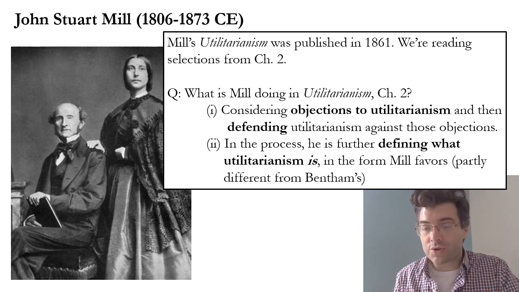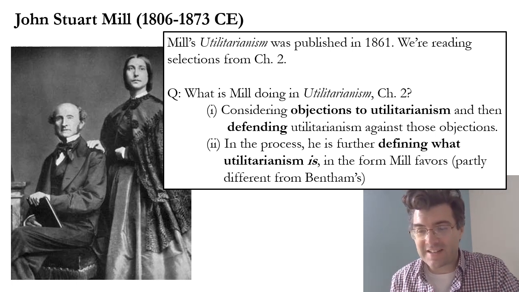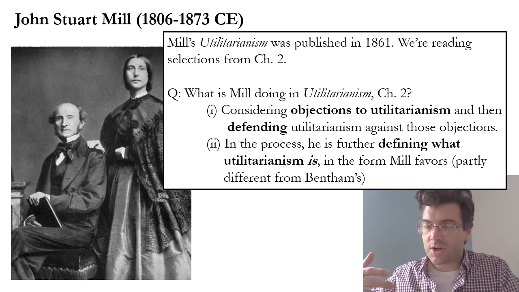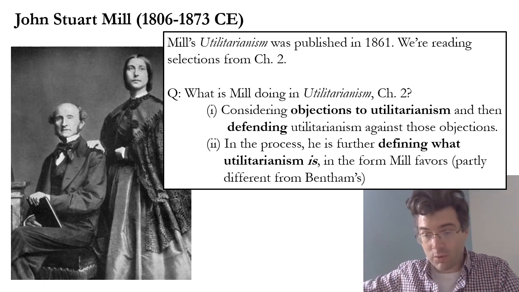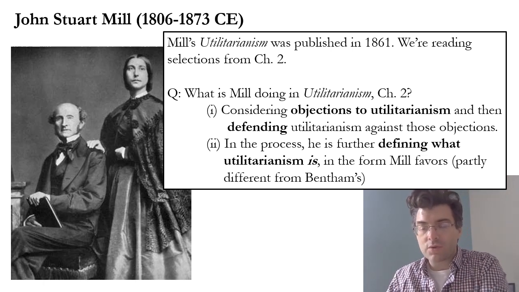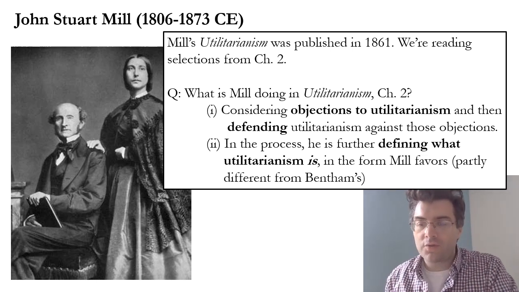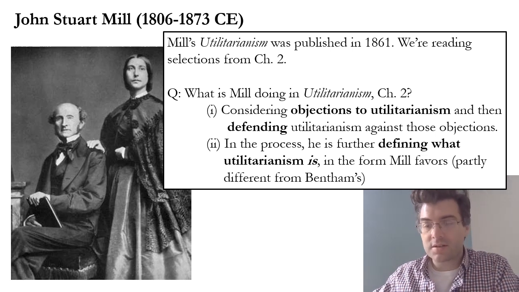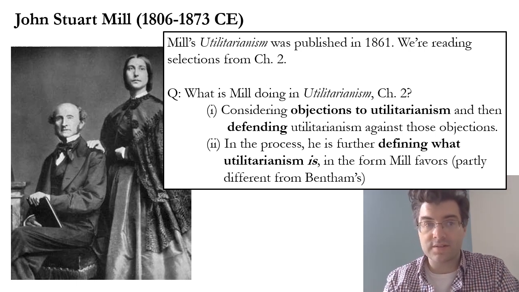So in chapter 2, I count 10 objections total presented to utilitarianism, which Mill recounts. He kind of just summarizes whatever that criticism is that people have made, and then he replies to those criticisms. Okay, so the whole chapter is basically composed of Mill reporting on criticisms that have been made to utilitarianism and then replying to those criticisms and trying to defend utilitarianism against them.